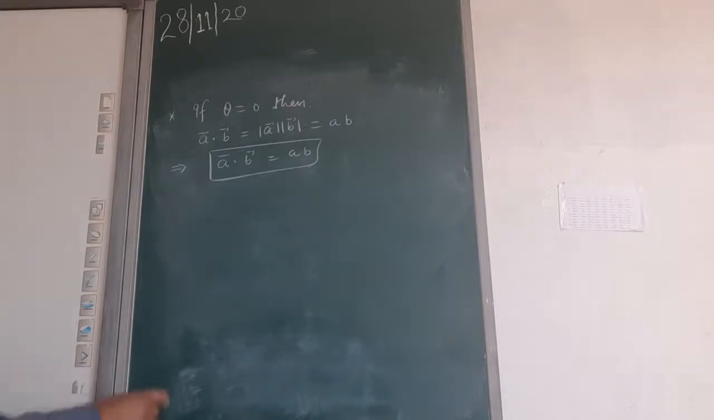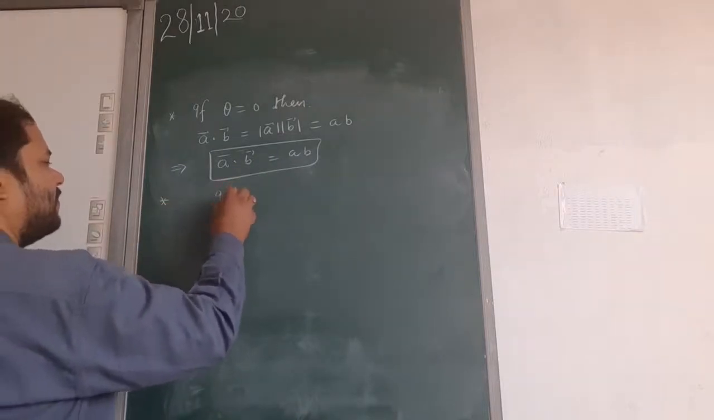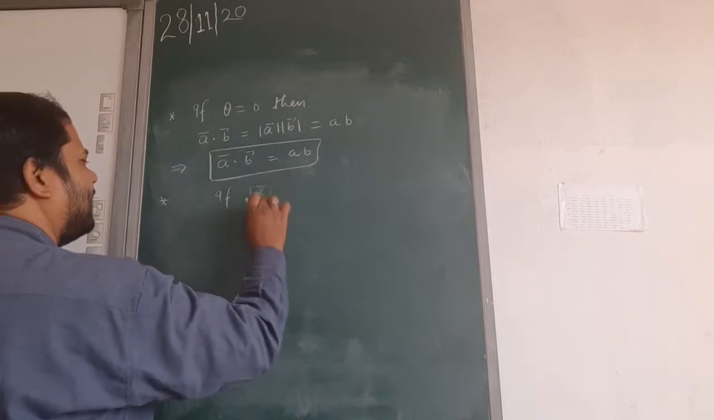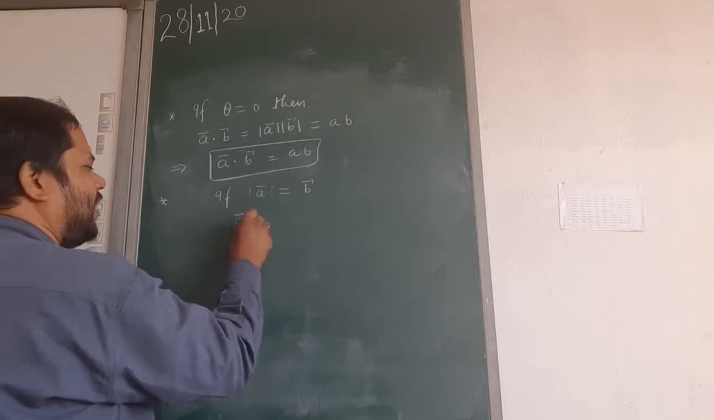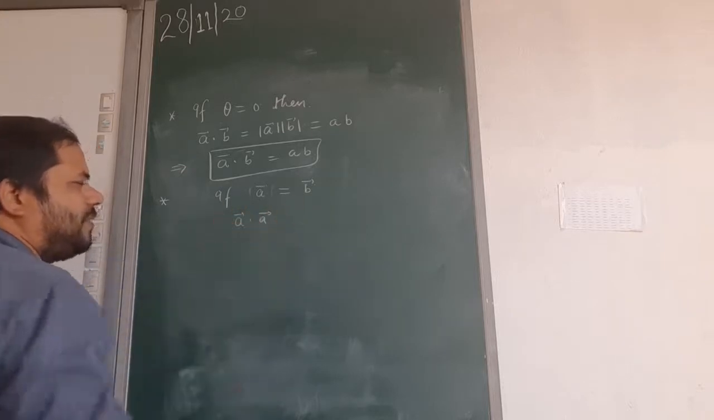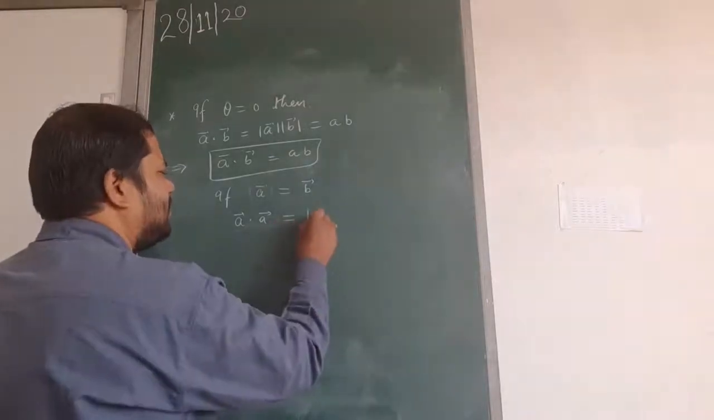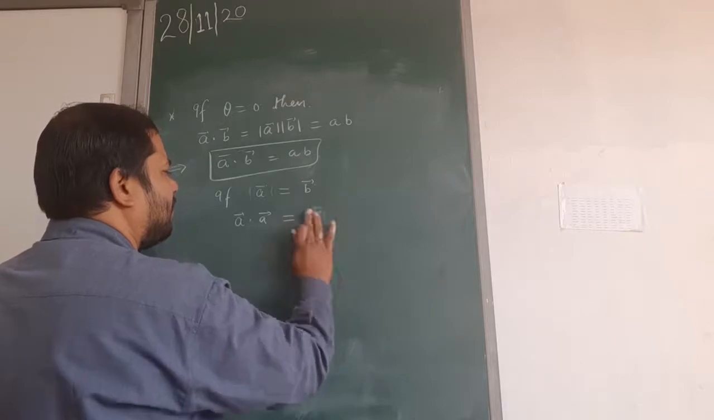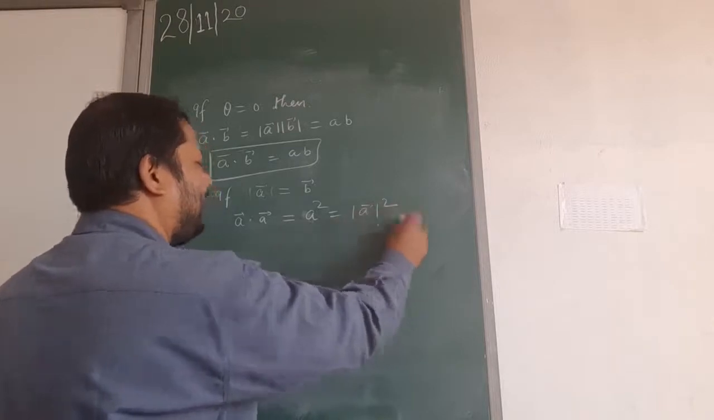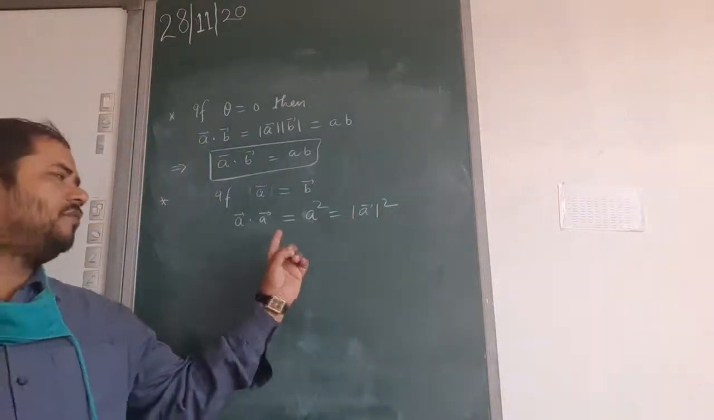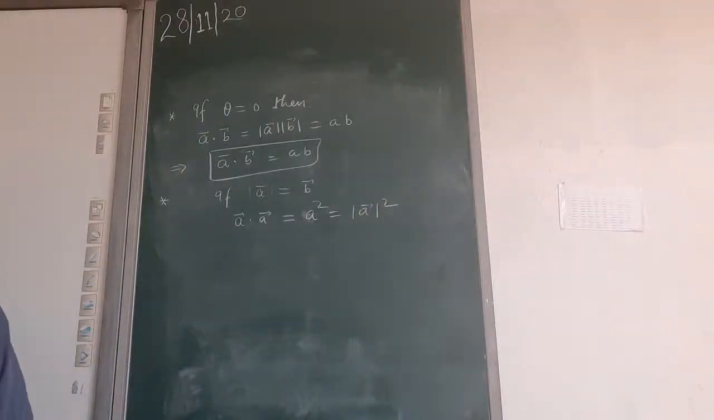Okay, now next one is whatever you write down. Next one, if vector A is equal to vector B, that means A dot A, then obviously the angle between A and A is 0. So A dot A must be equal to mod of vector A squared. So this is a very important, most important thing. A dot A is equal to mod of A squared. Most important.